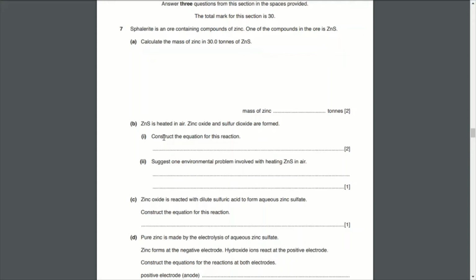Sulfuric acid is H2SO4, then arrow, it will form zinc sulfate and water. Over here, we are not supposed to put any number for balancing the equation, because the equation is already balanced in a 1:1:1:1 ratio.